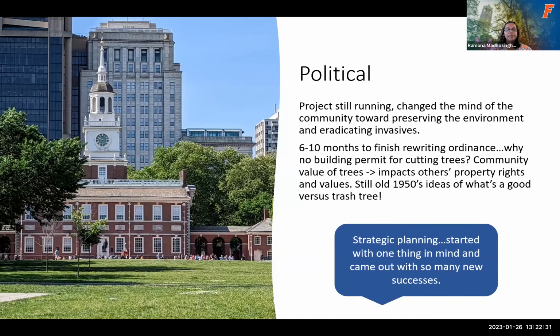Next slide. And then lastly, political capital. So what does political capital refer to, right? How we can use our influence to change things. So some folks were changing the minds of the community towards preserving the environments and eradicating invasives. So focusing on natives, if you would, trying to really change the environment. The other one is looking at ordinances. When we think about political capital, I think about how do we leverage our relationships in such a way that we can make an impact on policy, right?